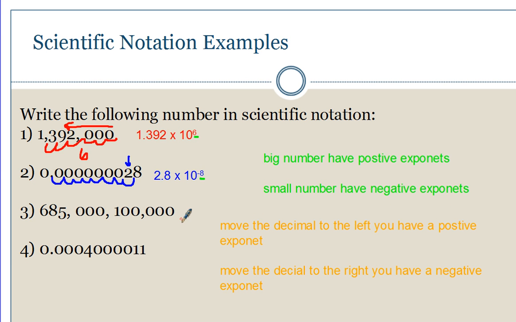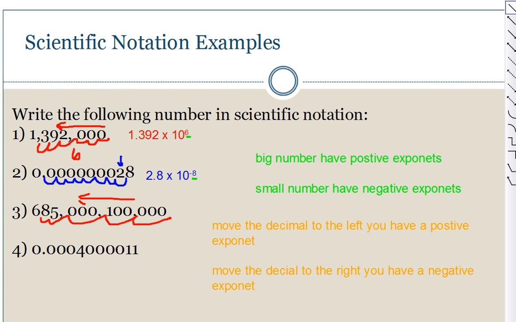Where's my decimal? Right here. So I'm gonna move it to the left. So if I'm gonna move it to the left, I'm gonna get a positive exponent. So I'm gonna count the places. 3, 6, 9, 10, 11. So I'm gonna move it to the left 11.